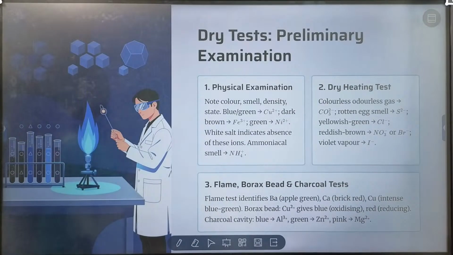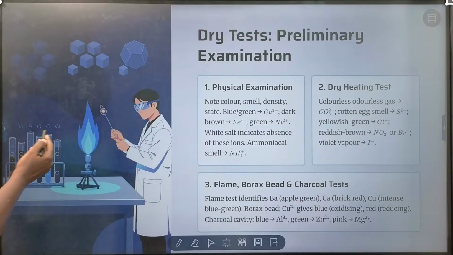For the flame test, you take some amount of the salt in a watch glass, and you add a few drops of concentrated HCl, and you make it into a paste, and you introduce that paste into the Bunsen flame as it shows here. The Bunsen flame is usually blue in color, and when you introduce the salt present on the tip of the glass rod, it will burn with a characteristic color, and from that characteristic color you can identify the salt.